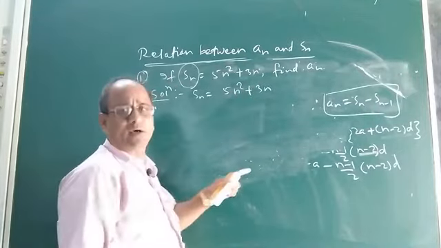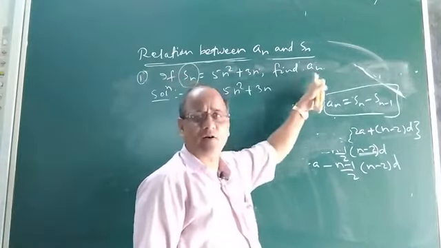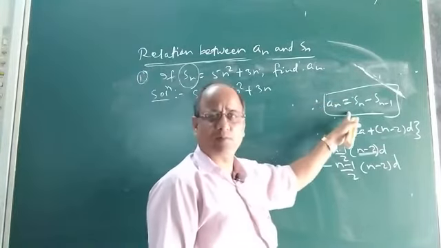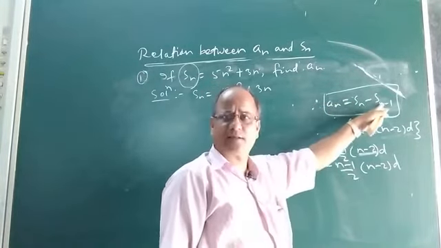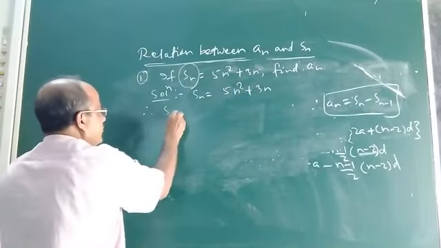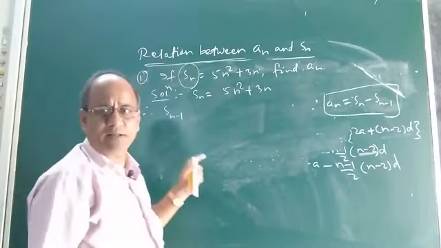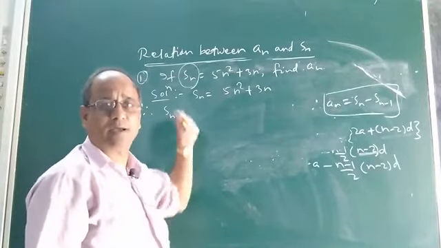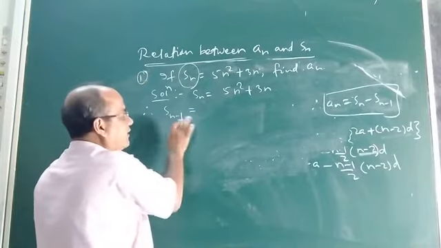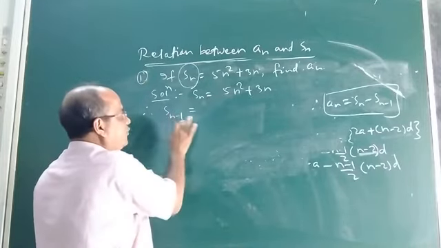And what is our aim? Our aim is to find An or the general term or the nth term of the AP. So we will use which formula? This formula, An equal to Sn minus Sn minus 1. So first you find Sn minus 1. That means what is the sum of first n minus 1 terms? In place of n you put n minus 1.